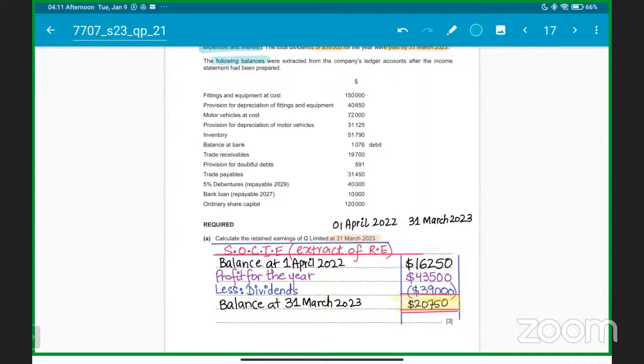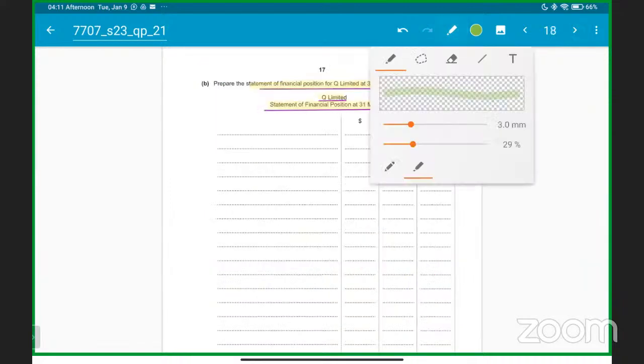The following balances were extracted from the company's ledger accounts after the income statement has been prepared. So the income statement is already prepared, and now we have to take into account fittings and equipment depreciation, motor vehicles depreciation, inventory, balance at bank, trade receivables, provision for doubtful debts, trade payables, 5% debentures that are long-term liabilities, bank loan, long-term liabilities, and ordinary share capital. Everyone there with me following? Clear? So here we go.